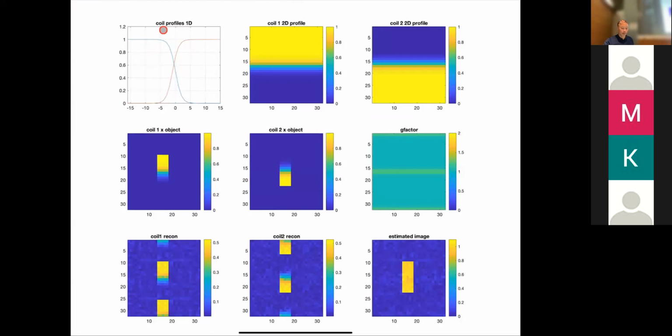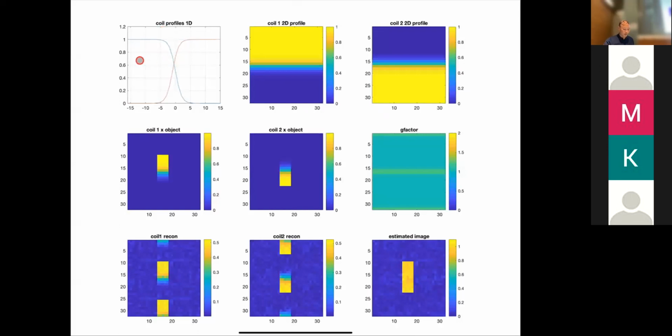But let's go through it, because there is some pretty important intuition that we want you to develop about parallel imaging, so that when you go, and if you do go into MR, when people talk about parallel imaging or something called G factor, at least you have some sense of what they're talking about.